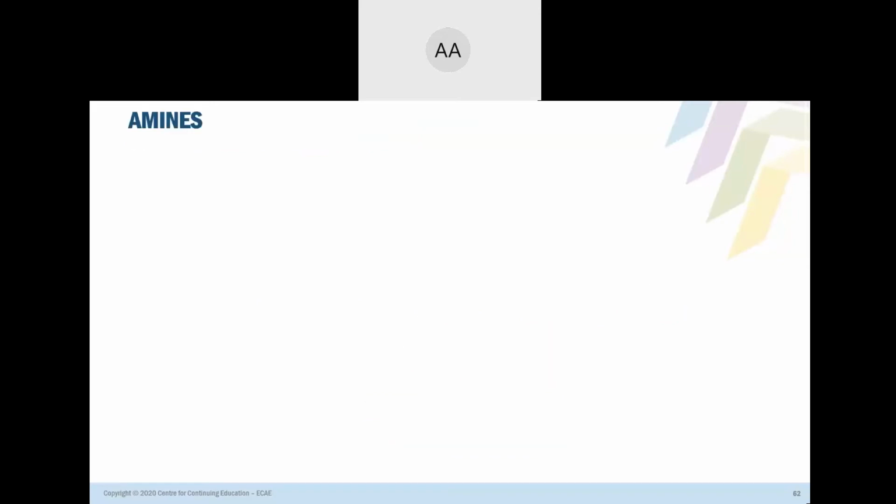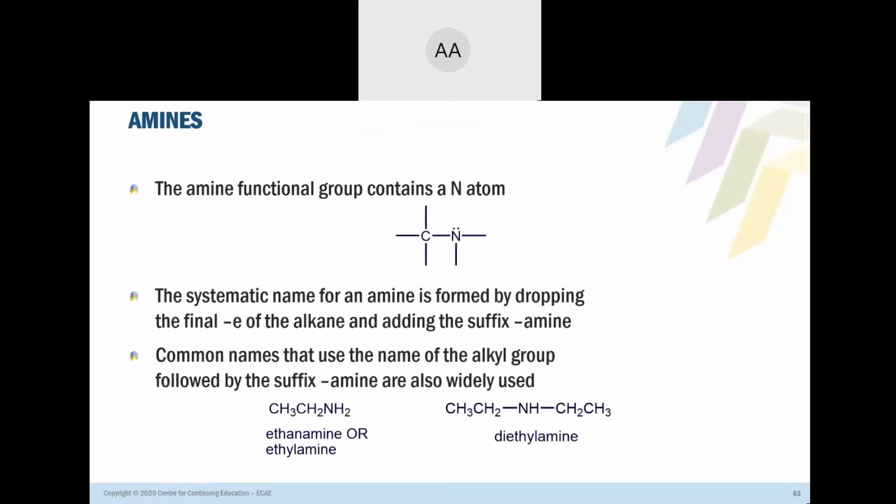What about amines? We've got a functional group with a nitrogen atom. The systematic name for an amine is formed by dropping the final E of the alkane and adding the suffix amine. Common names that use the name of the alkyl group followed by the suffix amine are also widely used. So you can have ethanamine or ethylamine, diethylamine. Two good examples for you there. Try seeing if you are able to name any more amines.